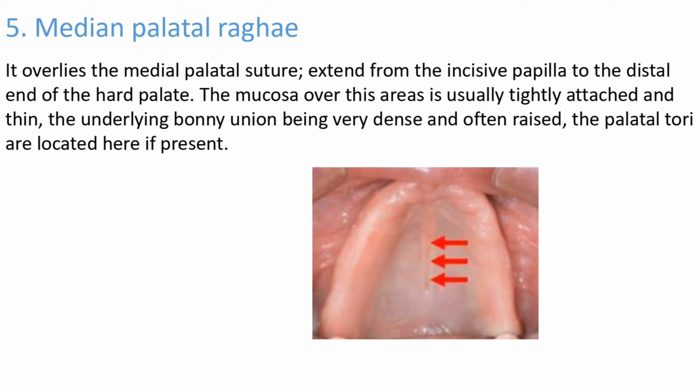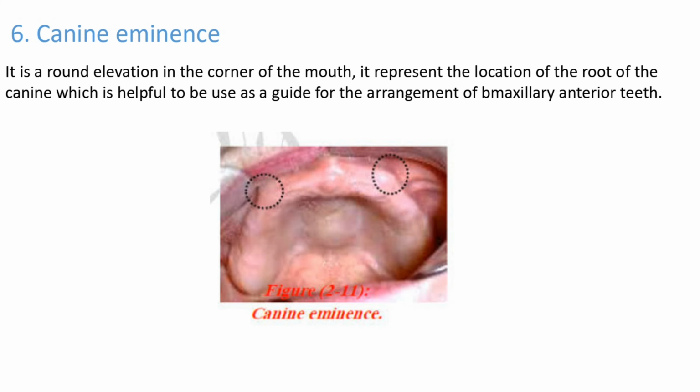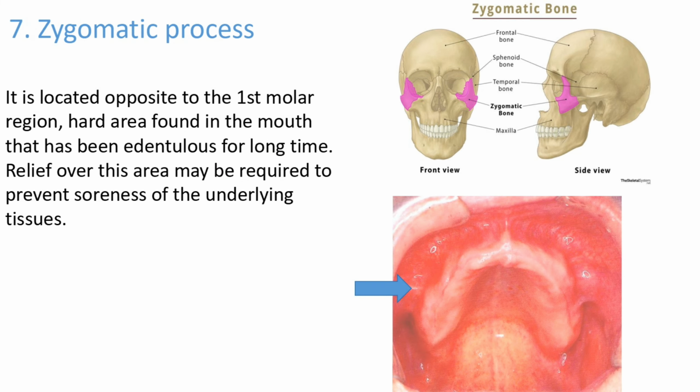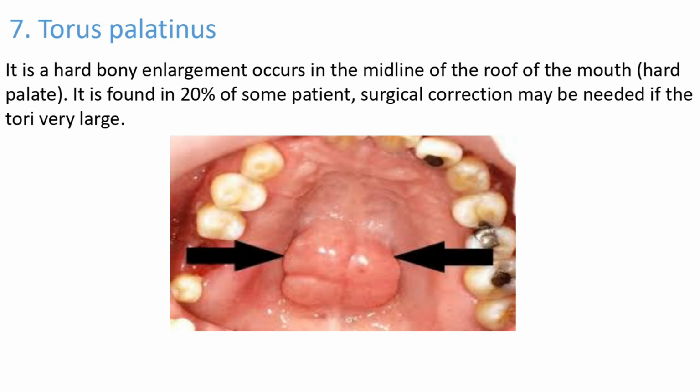6. Canine eminence. It is a round elevation in the corner of the mouth. It represents the location of the root of the canine, which is helpful as a guide for the arrangement of maxillary anterior teeth. 7. Zygomatic process. It is located opposite the first molar region, a hard area found in a mouth that has been edentulous for a long time. Relief over this area may be required to prevent soreness of the underlying tissues.